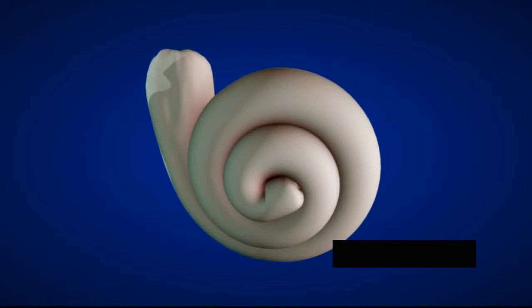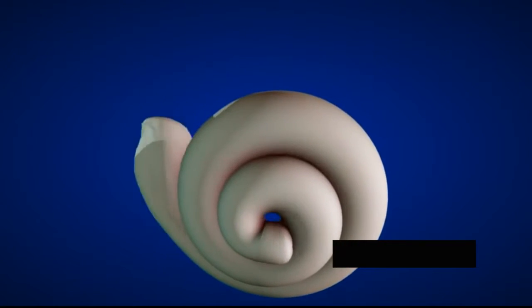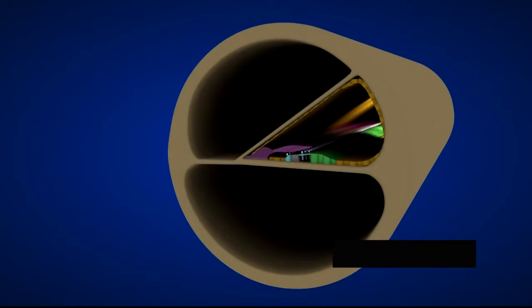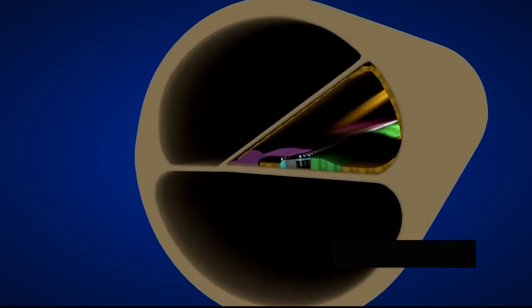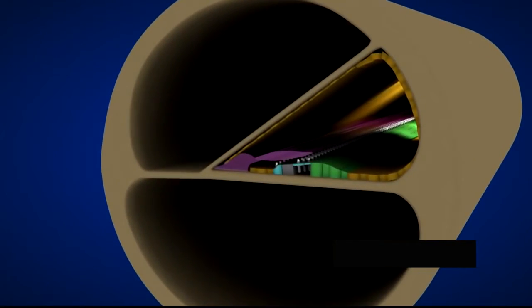The first element of the inner ear is the cochlea, a coiled up tube which is internally split into three different channels. Above the cochlea are the semicircular canals, a part of the vestibular system, which work with the brain to interpret and create the sensation of balance.